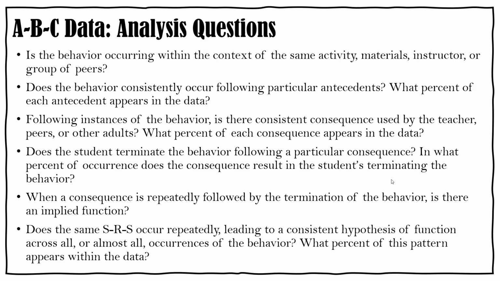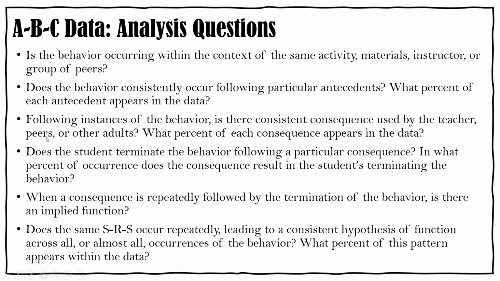Okay, whenever you guys are analyzing, so you have a couple different behavior chains and you're going to analyze them to figure out the function, you want to ask yourself a couple different questions. So these first 3 deal with the antecedent. You want to look at, is the behavior occurring in the context of the same activity, materials, and structure, group of peers? Is it happening in the same teacher's classroom? Is it happening when the same instruction is being provided? So you're looking at those antecedents. Is there any antecedent that you consistently see that will trigger the challenging behavior?